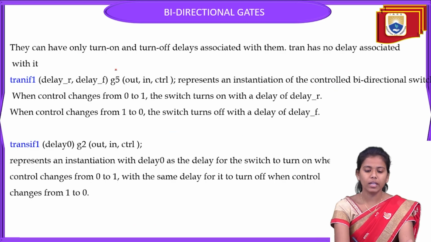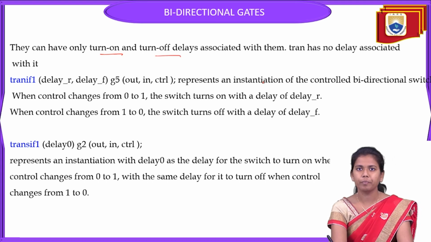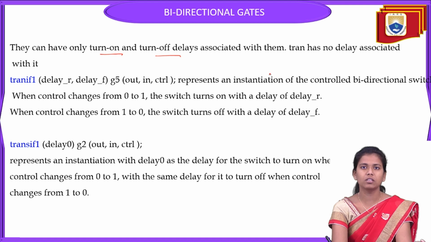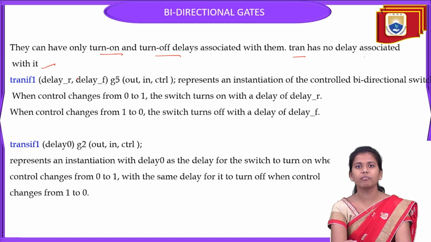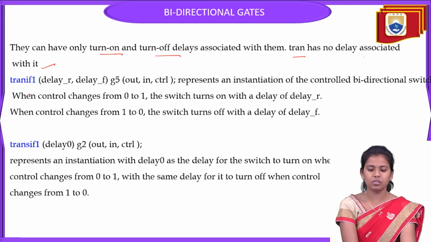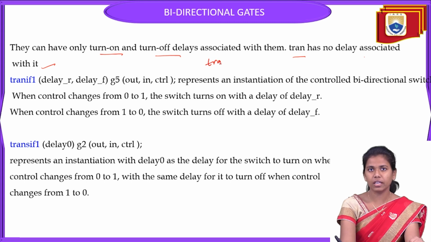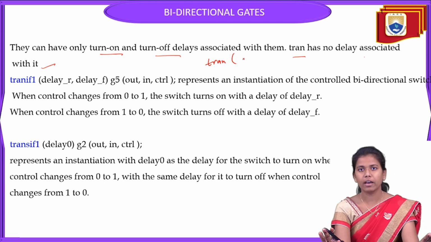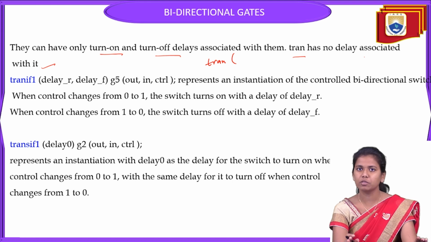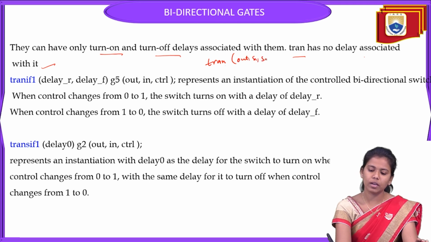And then they can have only turn on and turn off delay associated with them. In the bidirectional case, they can have only turn on and turn off. So, the TRAN has no delay associated with it. When it comes to the TRAN bidirectional gate, we are saying that it has no delay associated with it. When there is no delay, the instantiation goes like this: TRAN out S1 S2.